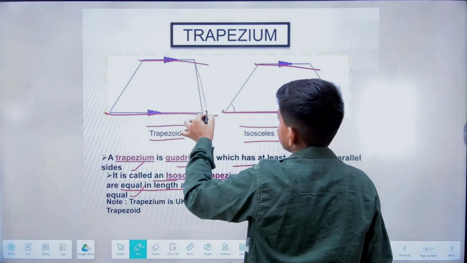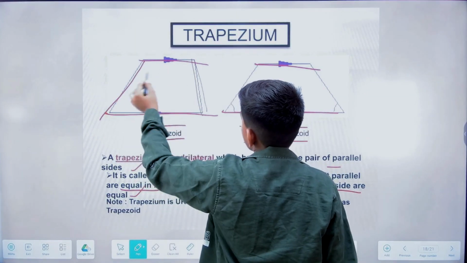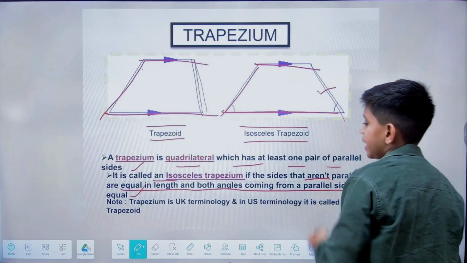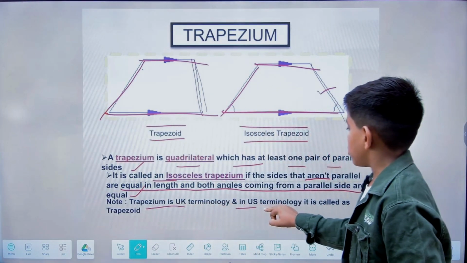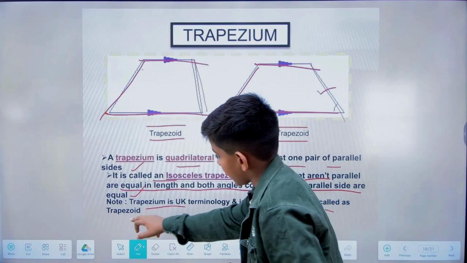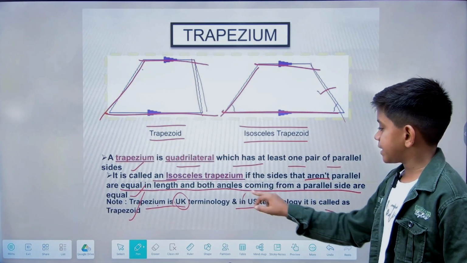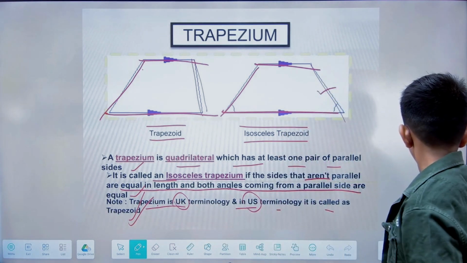Here you can see that the sides which are not parallel are not equal. But here the sides which are not parallel are equal. Trapezium is UK terminology. In the United Kingdom it is known as trapezium, and in the United States it is known as trapezoid.